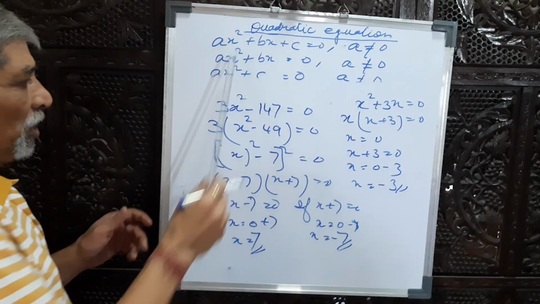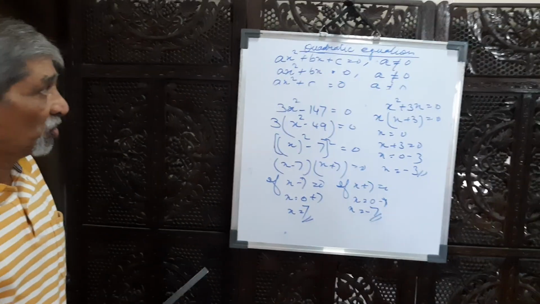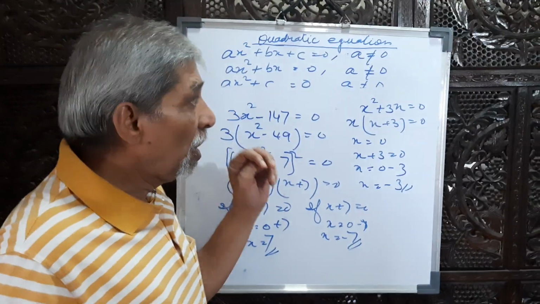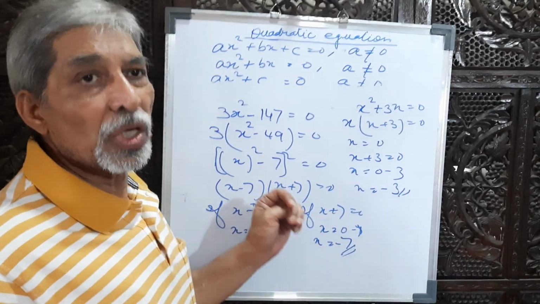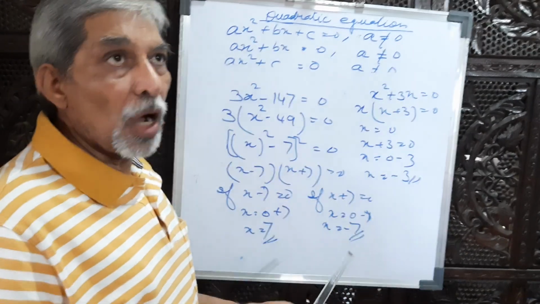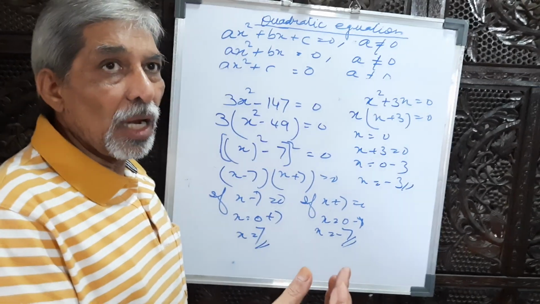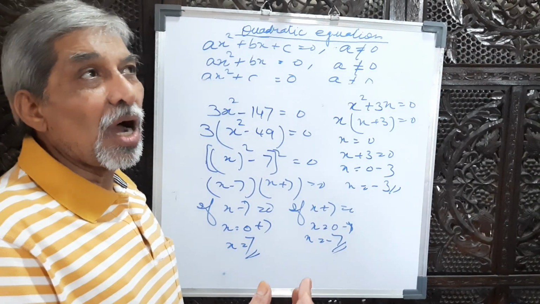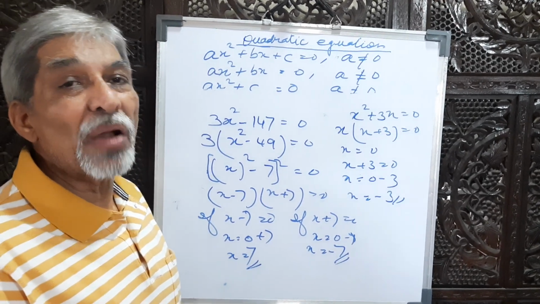So these are the 3 types of quadratic equations: ax squared plus bx plus c is equal to 0, ax squared plus bx is equal to 0, ax squared plus c is equal to 0. And after going through all these quadratic equations, you must be clear what it is. Now we shall be checking later what other methods there are. In the next edition we are going to study how to solve a quadratic equation by completing the perfect square.